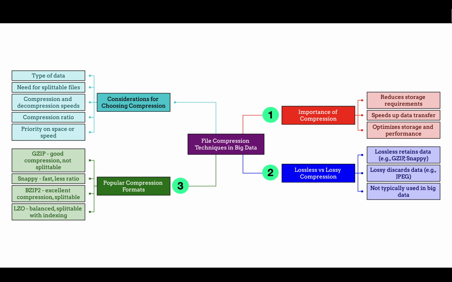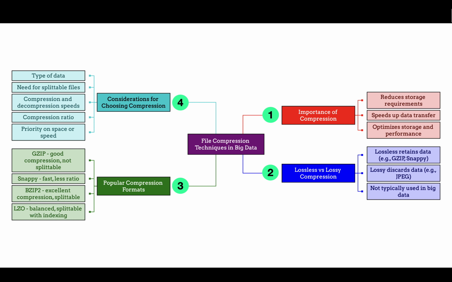3. Popular compression formats. Common formats include zip, good compression, but not splittable; snappy, fast compression and decompression, but less compression ratio; bzip2, excellent compression, splittable; and LZO, balanced between speed and compression, splittable with indexing.